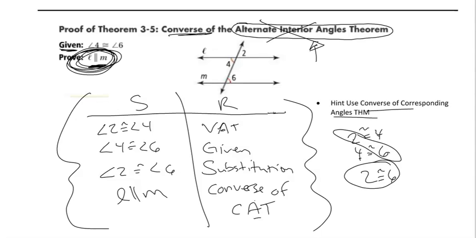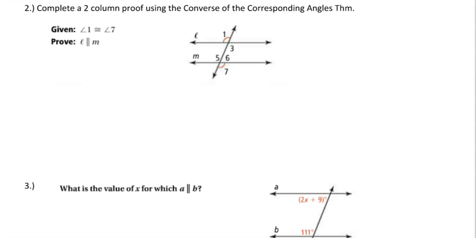Okay, more proofs. Okay, in this one, we are going to be proving lines are parallel. So we know we are for sure with what we have right now going to finish with the converse of something. Don't know what the something is, but I'm going to finish with something. It looks like this one says proof using the converse of the corresponding angles theorem. So let's figure out how we're going to do this.